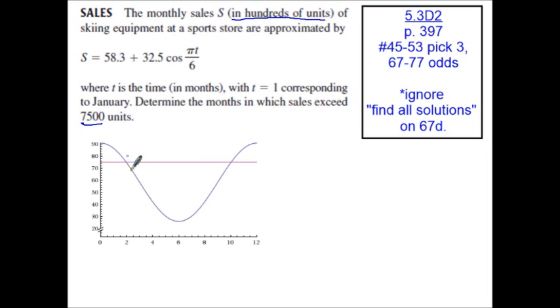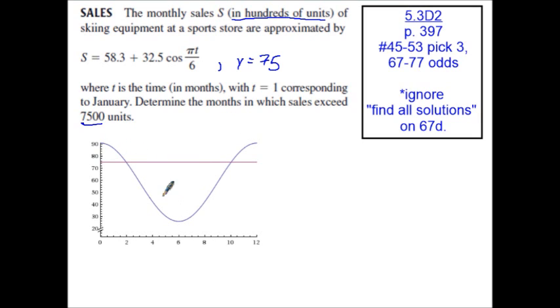Okay, so you can see where I graph this here. Of course, the blue curvy thing is the original function, y equals. And then the 75, because again, number of units, 7,500 is obviously 75 in hundreds. So basically I graphed y equals 75 as my second equation. So during the months when the sales exceed 7,500, what I'm looking for is I want the blue line to be above the red line.